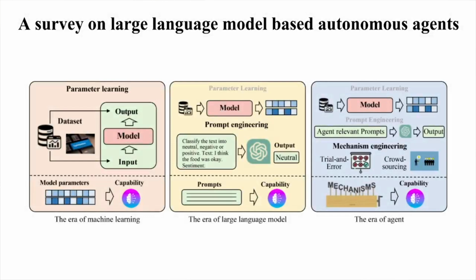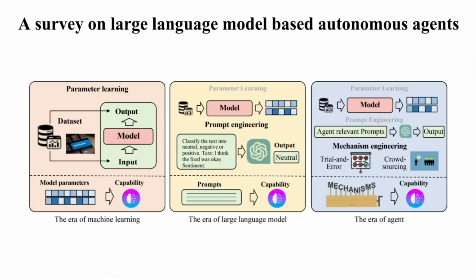Just to summarize this point, I'm going to take a figure from this survey on large language model-based autonomous agents, and they outline these three eras. Maybe 10 years ago, we were in the era of machine learning, where you have your problem, you have a data set, you train your machine learning model to get low loss on its data set, and now your model parameters get turned into this kind of capability. Then large language models came along, and after the parameter learning step, you now have this extra step where you could do prompt engineering. So you could try and come up with better prompts in order to get better capabilities out of your language model.